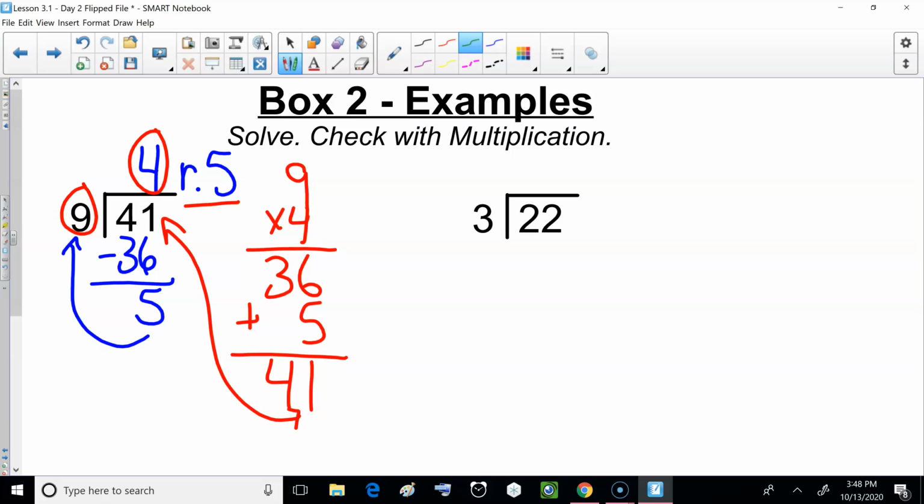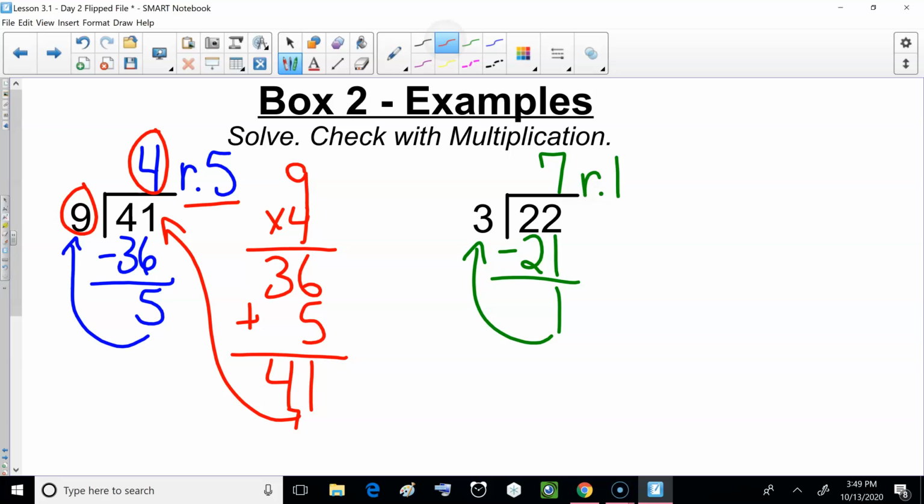The next one, how many times can 3 go into 22? Well, 3 times 5 is 15. That's pretty far from 22. 3 times 6 would be 18. 3 times 7 would be 21. 3 times 8 would be 24. That's too many, so we're going to go with 3 times 7. 3 times 7 is 21. 22 minus 21 is 1. I look, 1 is less than 3, so I can't take out any more groups. So my remainder is 1.